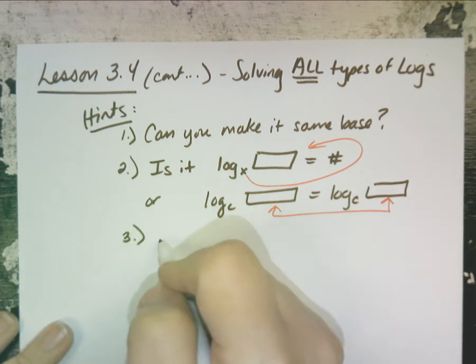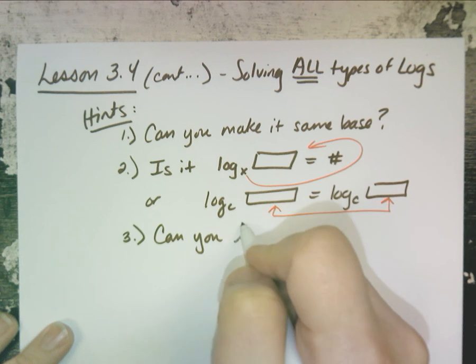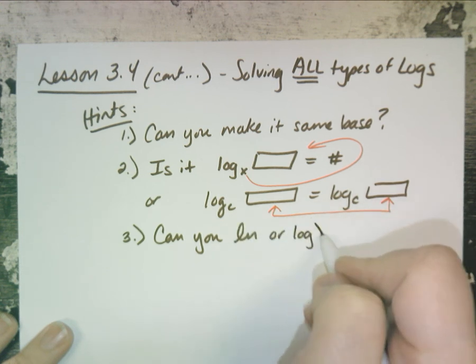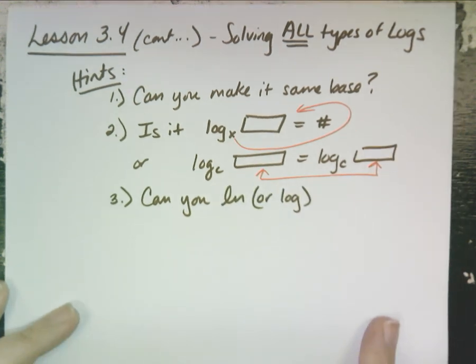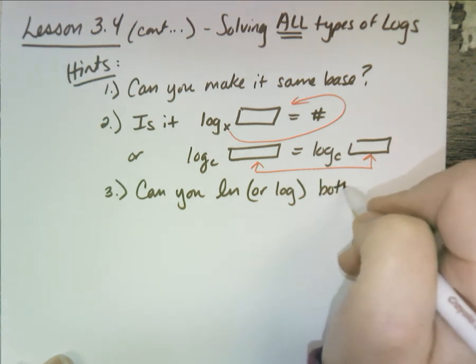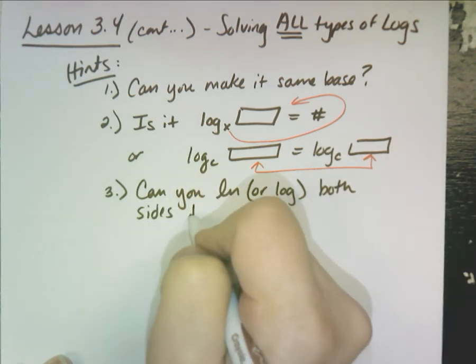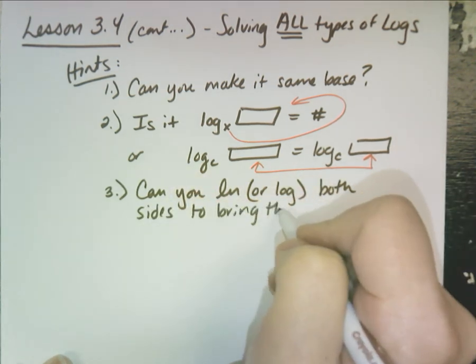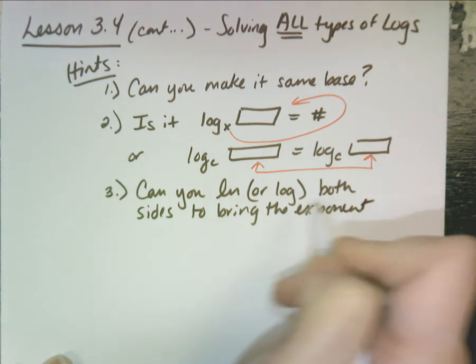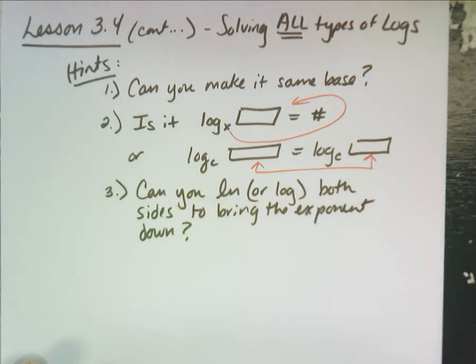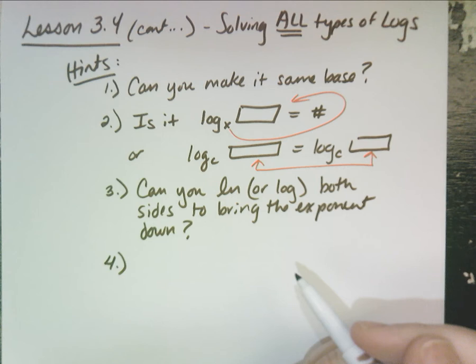Third hint, can you ln or log, we learned that we could do both, can you ln or log both sides to bring the exponent down? Again, you really only use logs when you're dealing with exponents and getting the x's out of the exponent. So if you can log both sides and that helps bring the exponent down, then do so.